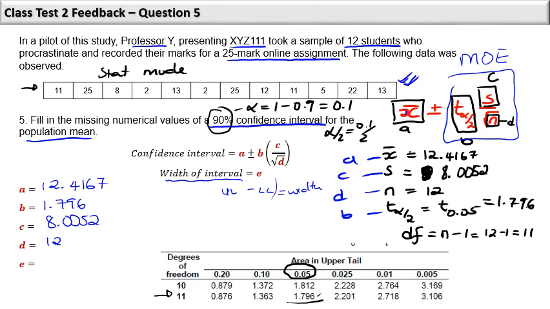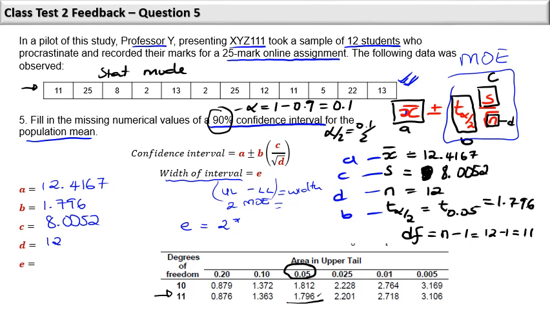So you will see we are adding the margin of error and subtracting the margin of error to x bar. So in actual essence, the width of this is just 2 times the margin of error, right? So that's the easiest thing to do. So in order to find our E, we are just going to go 2 times the margin of error. And what is the margin of error? The margin of error is nothing but your T alpha over 2 times s over root n.